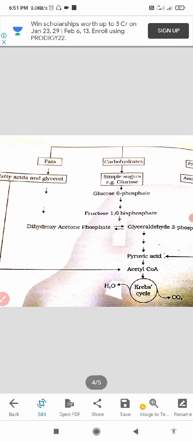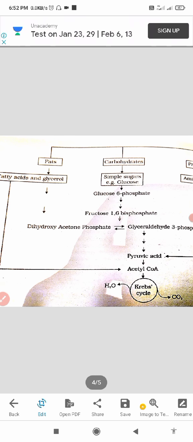All the simpler forms of the food are getting converted into more and more simpler forms, and the ultimate result is to provide the energy to the body of the living organism.